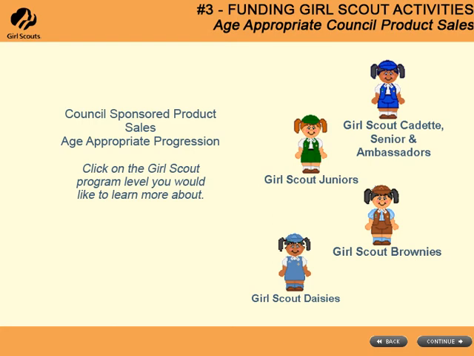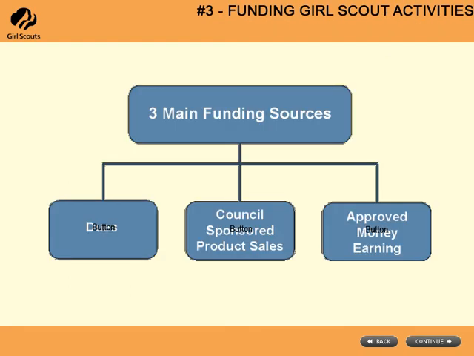Place your cursor on a program-level icon to learn about age-appropriate involvement in council-sponsored product sales. Click on Continue when you are ready to move on to the next slide. Click on the funding source you would like to learn more about, or click Continue to move to the next subject.